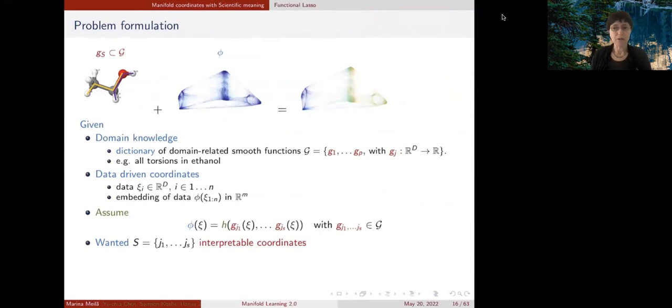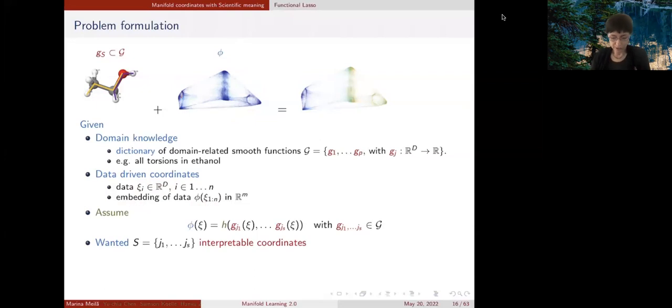So in slightly more formal terms, the domain knowledge comes as a list of functions defined in the ambient space, R^D, where the data lie, but they could also be just functions on the manifold. For example, this could be all the possible torsions in this molecule. We also have data, which is in some high-dimensional ambient space, and we have an embedding of the data, which we denote by phi, a mapping to a lower dimensional space, which is represented by this learned manifold.